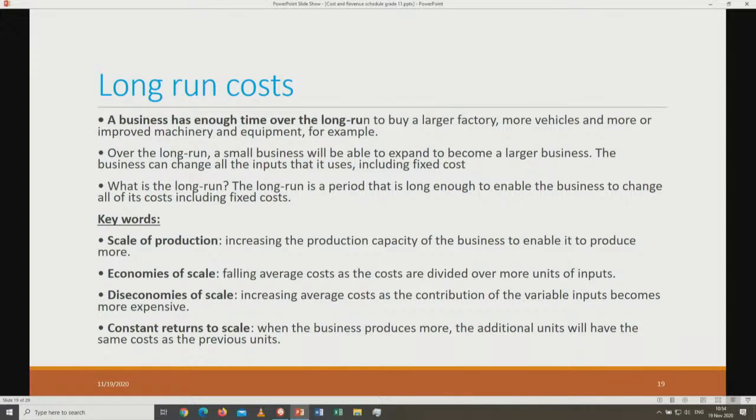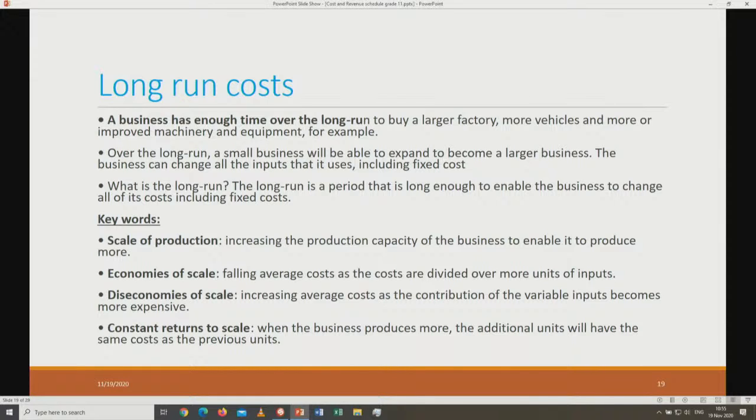And then we have this one we call constant returns to scale. The business experiences this when it produces more, and the additional units have the same costs as the previous units. So in this one, the business produces more but does not incur additional costs.